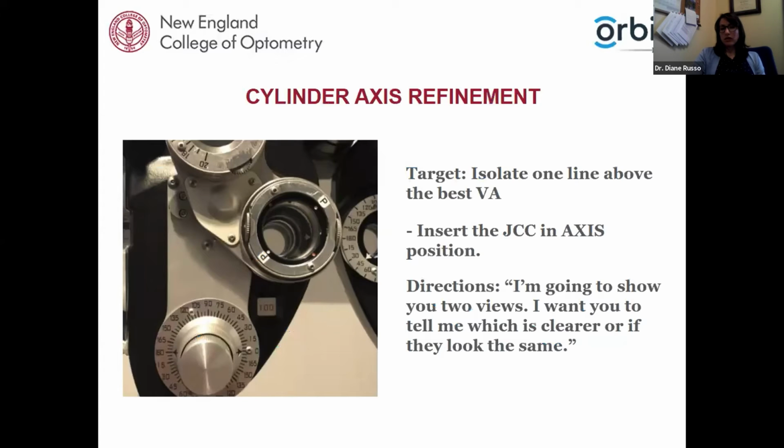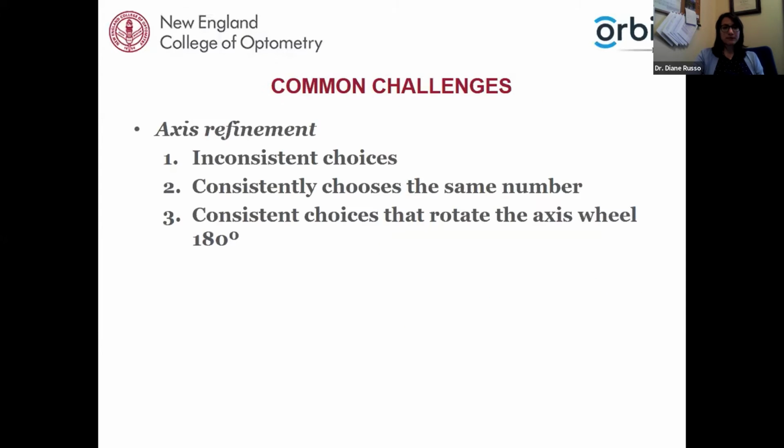So we start with the cylinder axis and isolate one line above the best visual acuity that they obtained during the initial sphere check. You insert your JCC and give your directions. I tell the patient, I'm going to show you 2 views. I want you to tell me which is clearer or if they look about the same. So I'll always include that in my directions.